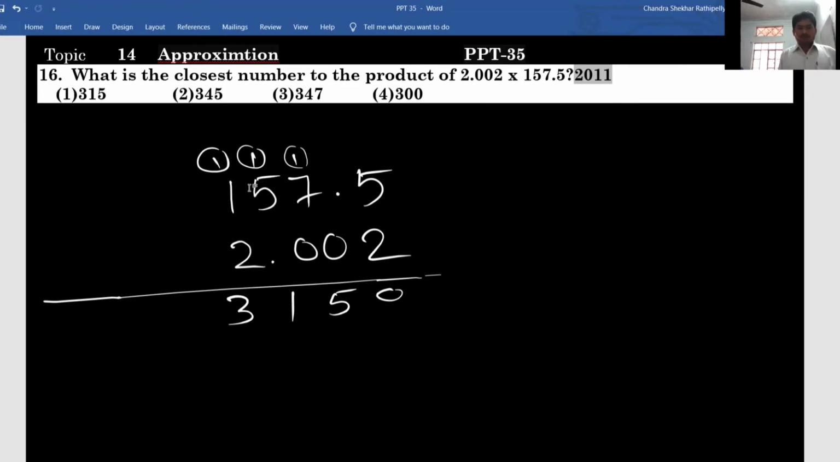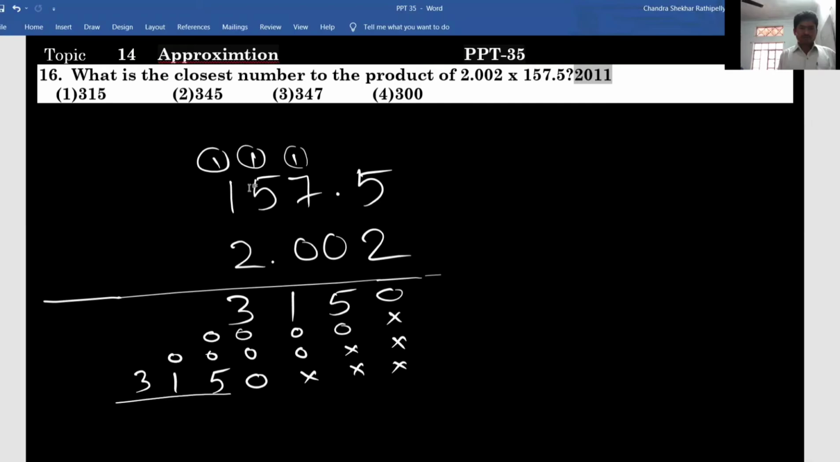Now multiply with 0: 0, 0, 0, 0. Next, multiply with the next 0: 0, 0, 0, 0, 0. Next, multiply with the 2: 0, 5, 1, 3. So we get 0, 5, 1, 3, 5, 1, 3.